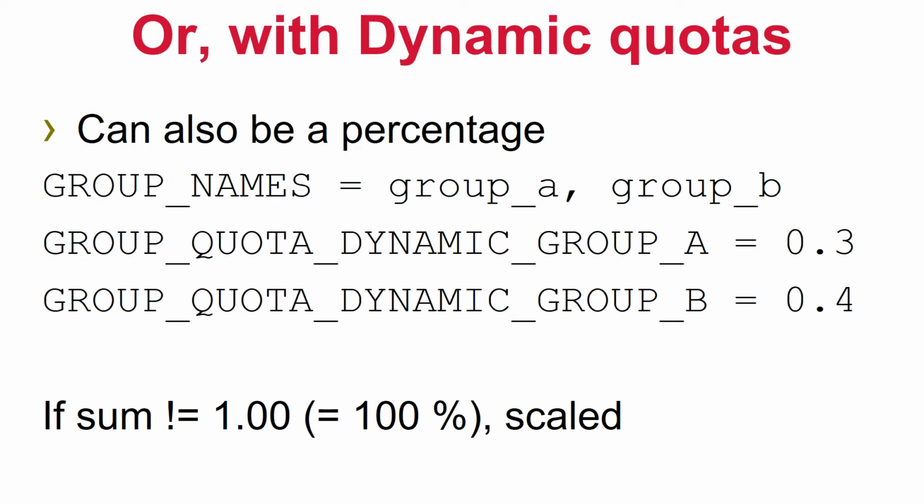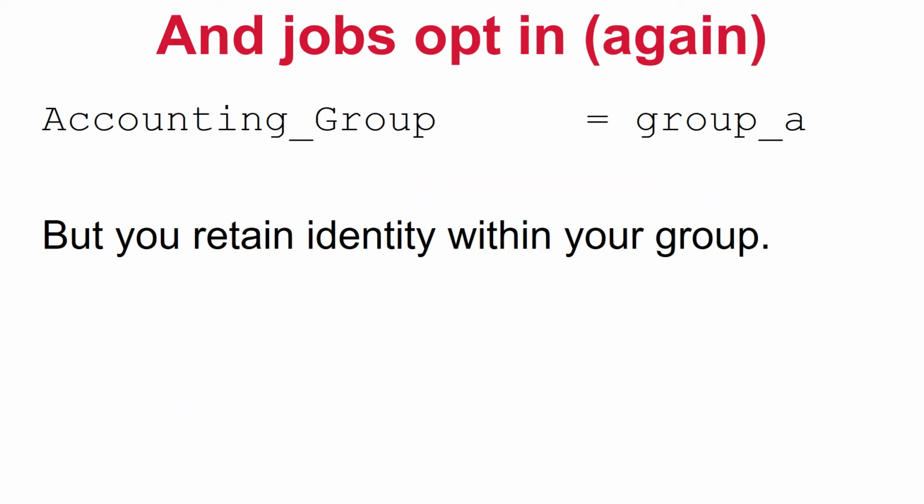Group quotas can also be expressed as a relative size, or a dynamic quota. This means the percentage of the pool. This is done if the quota key starts with GROUP_QUOTA_DYNAMIC followed by the name, instead of just GROUP_QUOTA alone. This can be useful if the size of your pool changes or if you don't know how big it is from time to time. If the dynamic quotas do not sum to 100%, Condor then scales all the values so that it does. And just like with accounting groups as alias, jobs can opt in by a submit file setting. With accounting groups with quotas, the submit file entry is accounting_group equals group name.